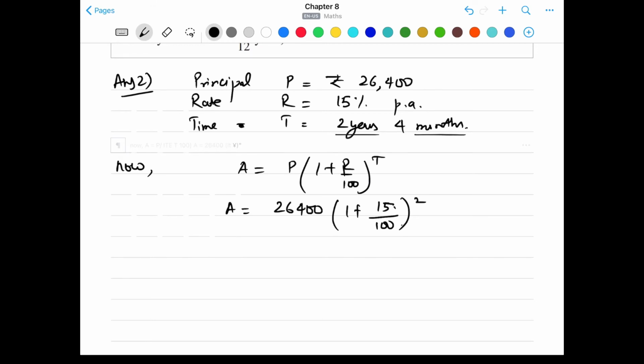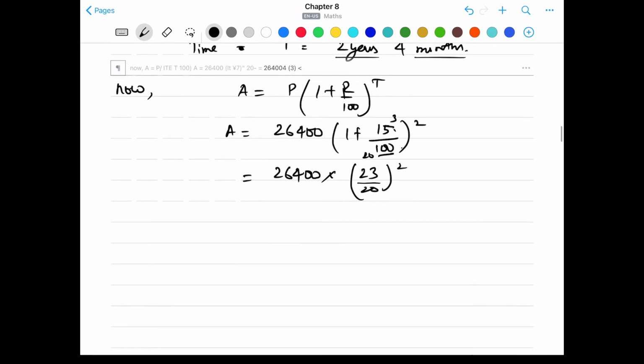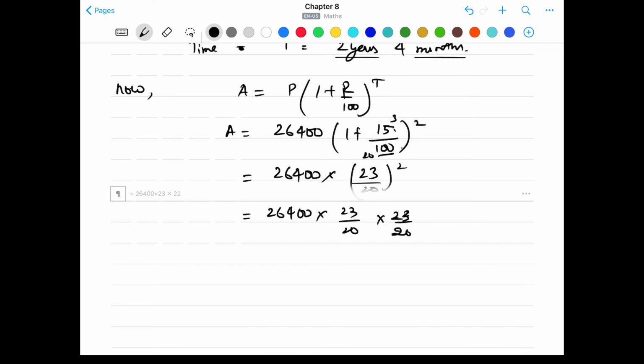When you divide 15 by 100, dividing both by 5, you will get 3 and 20. So after solving this, you will get (23 by 20) to the power 2, or you can write this as 2 times. That is 26,400 into 23 by 20 into 23 by 20.